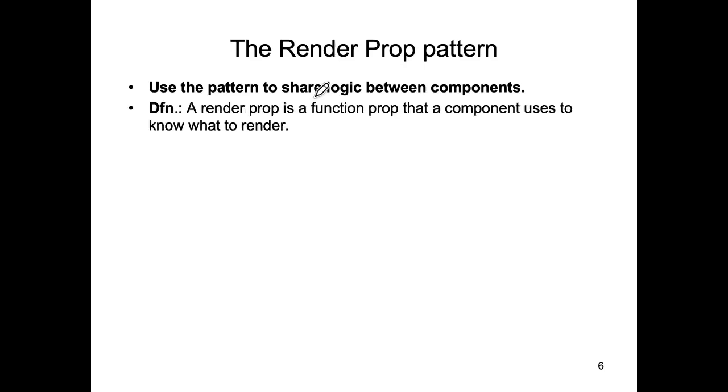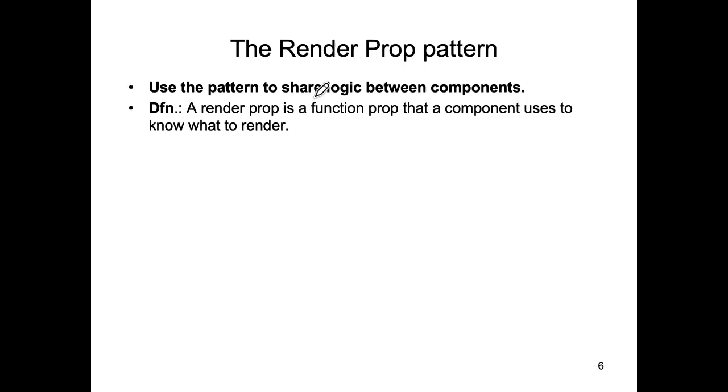So for the render prop pattern, first of all, we need to explain what a render prop is. A render prop is a prop that is a function, but when that function is invoked, what it returns is a component or JSX. And so it's going to display whatever that JSX specifies. So a render prop is a function prop that a component uses to know what to render.